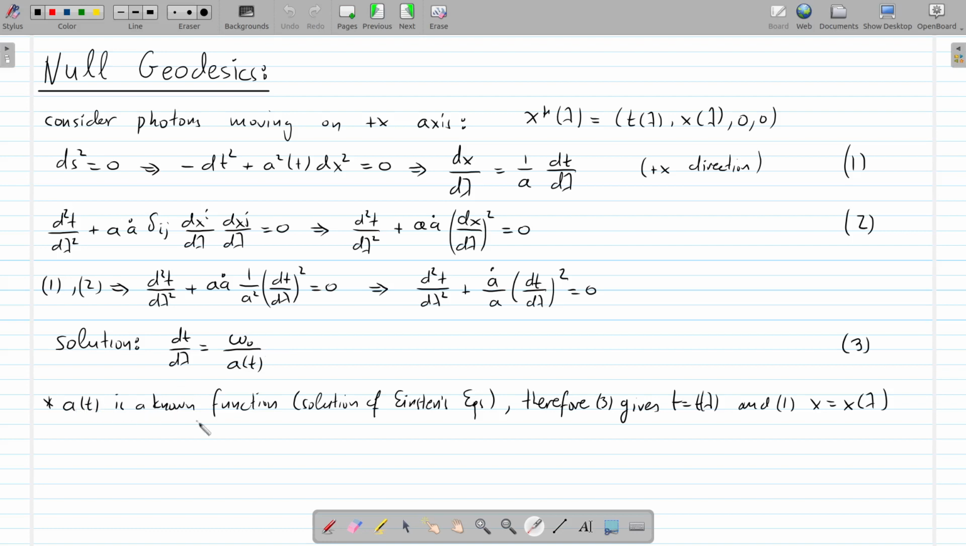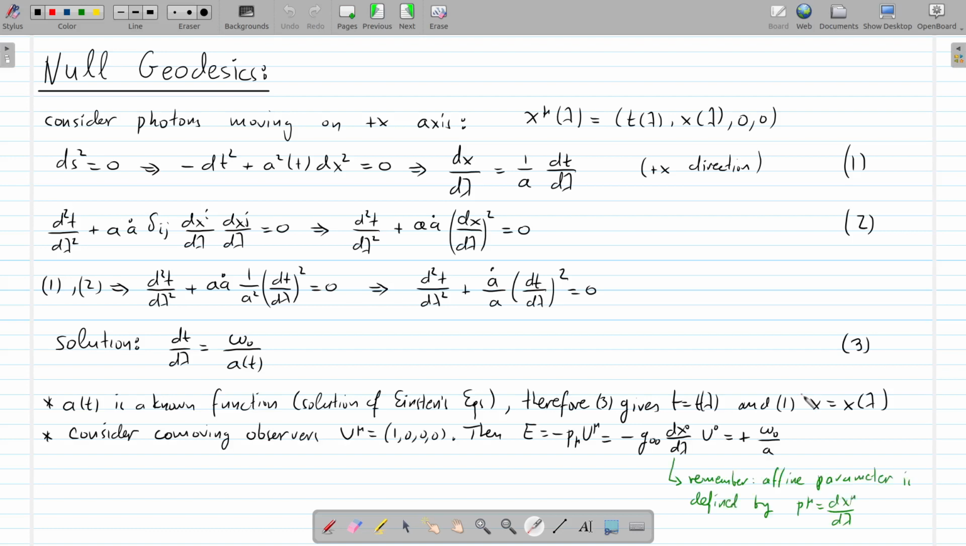Now a of t is a known function. It's a solution of Einstein's equations. And therefore equation 3 can be integrated and give t as a function of lambda. Having t as a function of lambda, we can go back to equation 1 and compute x as a function of lambda. We will not do that, it's not so interesting.